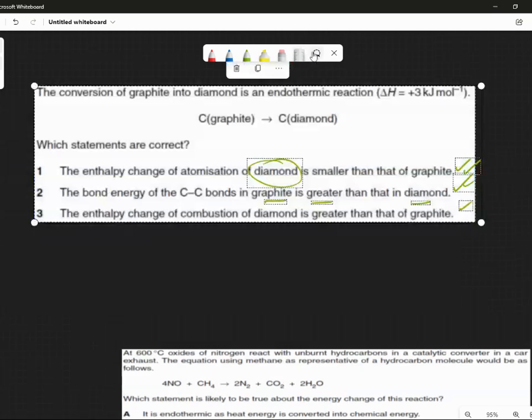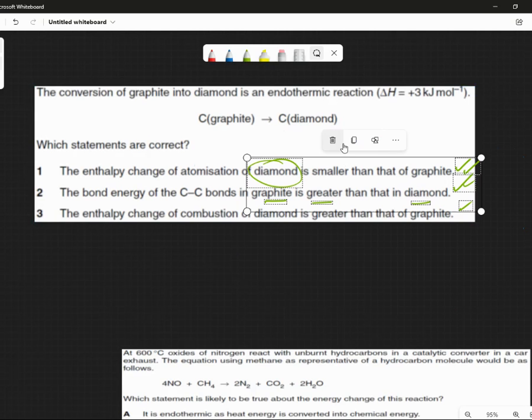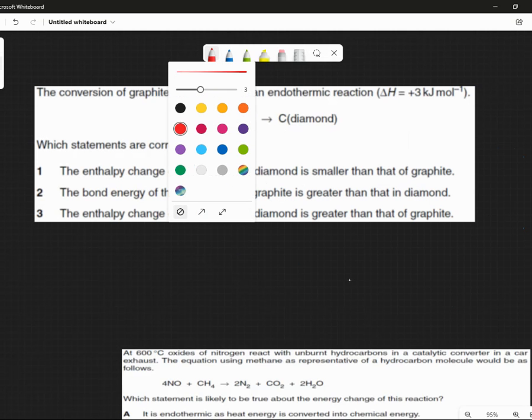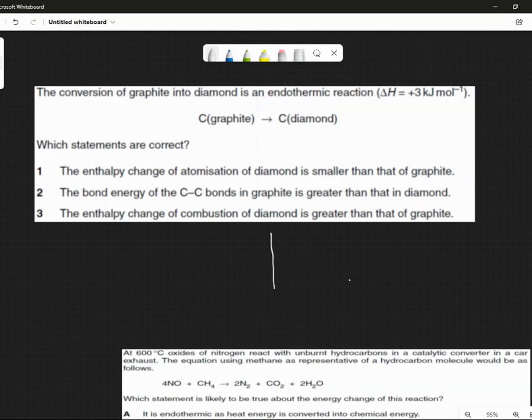Now, this is a good question. You're not going to get any of these 1, 2, 3 questions again. Yes, they're not on the syllabus anymore, but it's good for your chemistry. So look, this is the information we're given. The conversion of graphite into diamond is endothermic. What I decided to do is to do this graphically. This is what I would do.